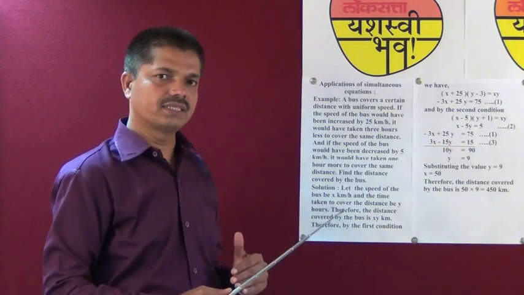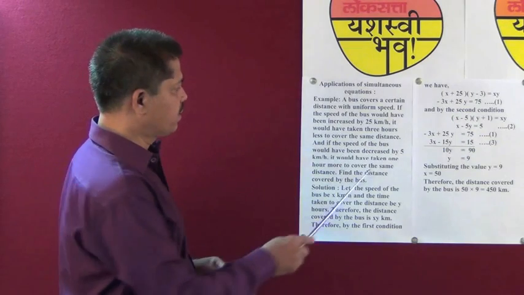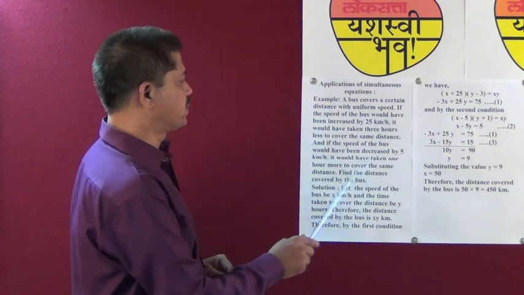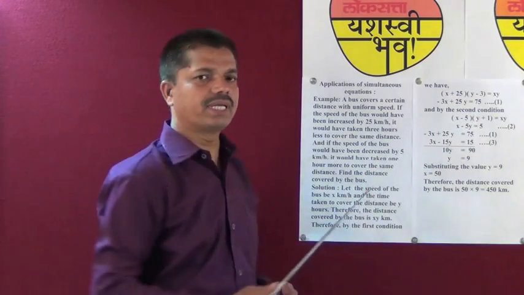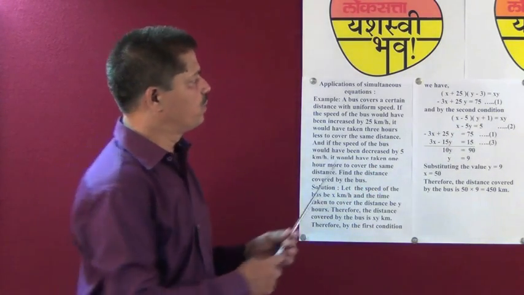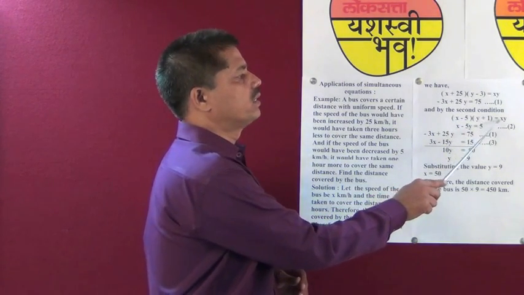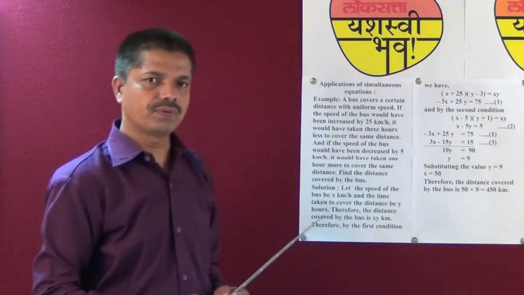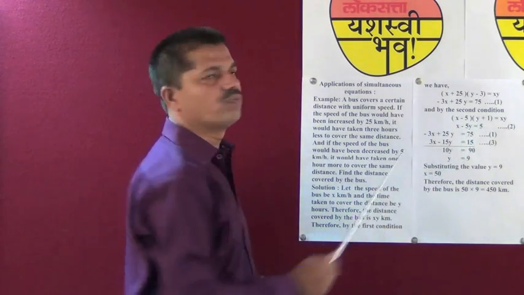As the speed is decreased, the bus will take more time to cover the same distance. Here they are given that to cover the same distance, it takes 1 hour more, and therefore the time taken is y plus 1. By the second condition, we have the equation (x minus 5)(y plus 1) is equal to xy, and the simplified form of this gives x minus 5y is equal to 5.